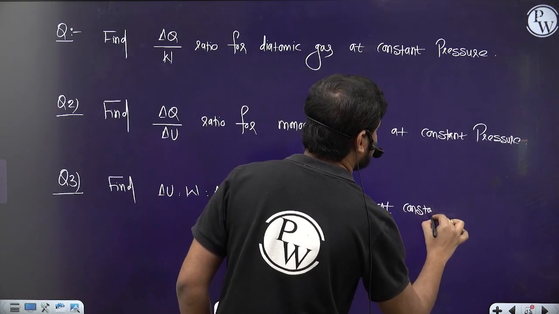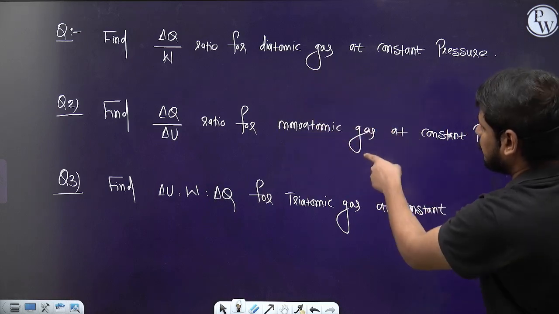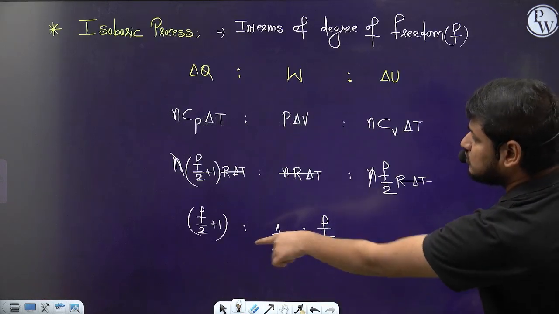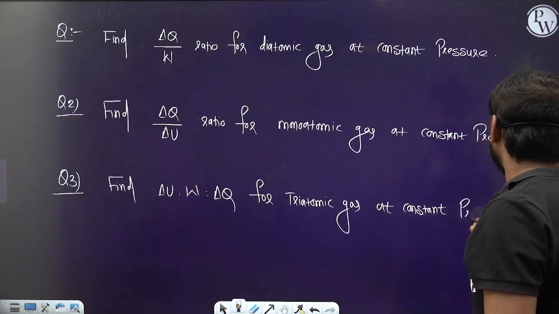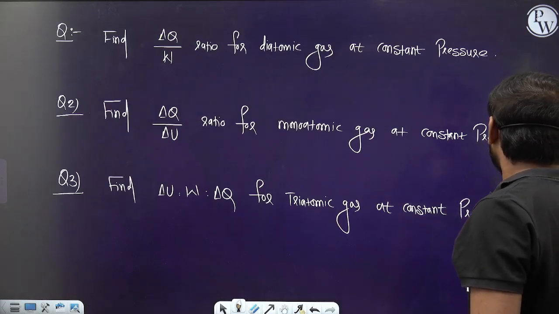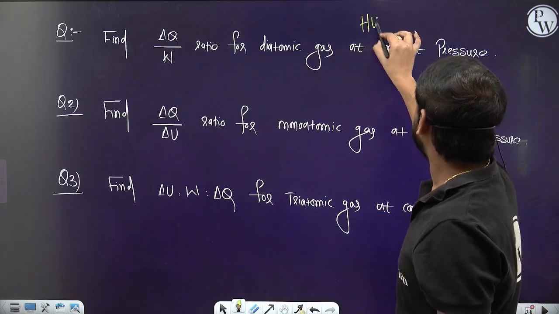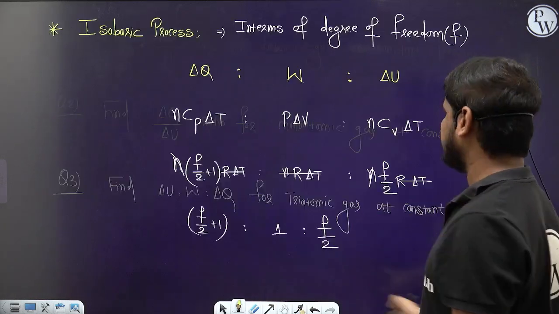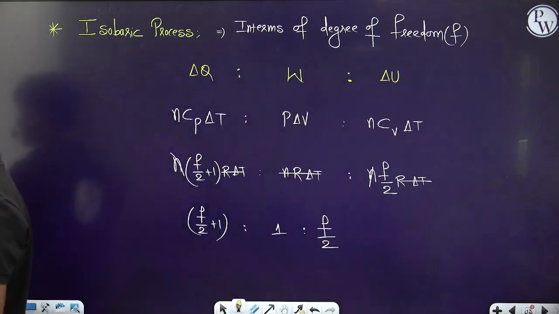At constant pressure, you know the F values for the monoatomic, diatomic and triatomic gases, and you know the ratio, right? So you can simply substitute at constant pressure. This whole slide is homework for you. I am not going to do this in the class, so you guys have to do it. I already derived this one. So note this down first.